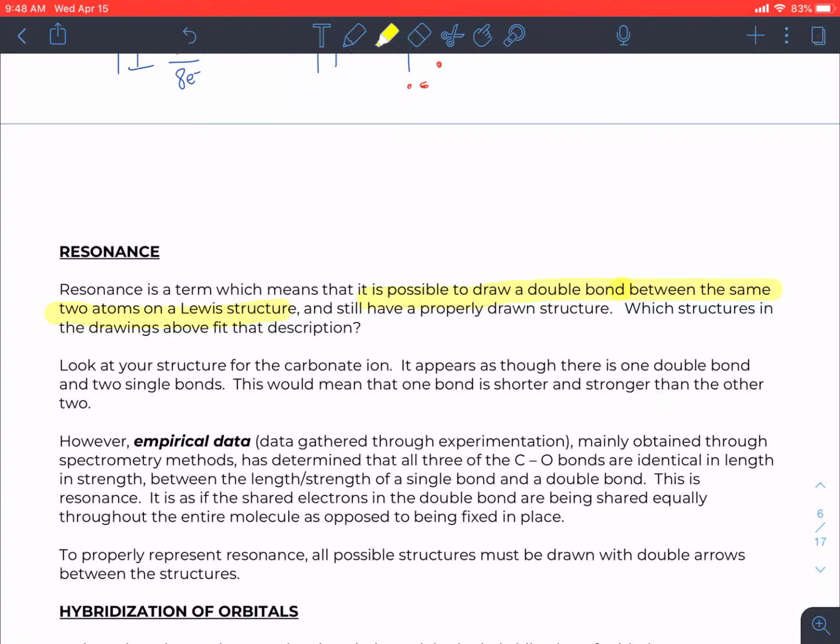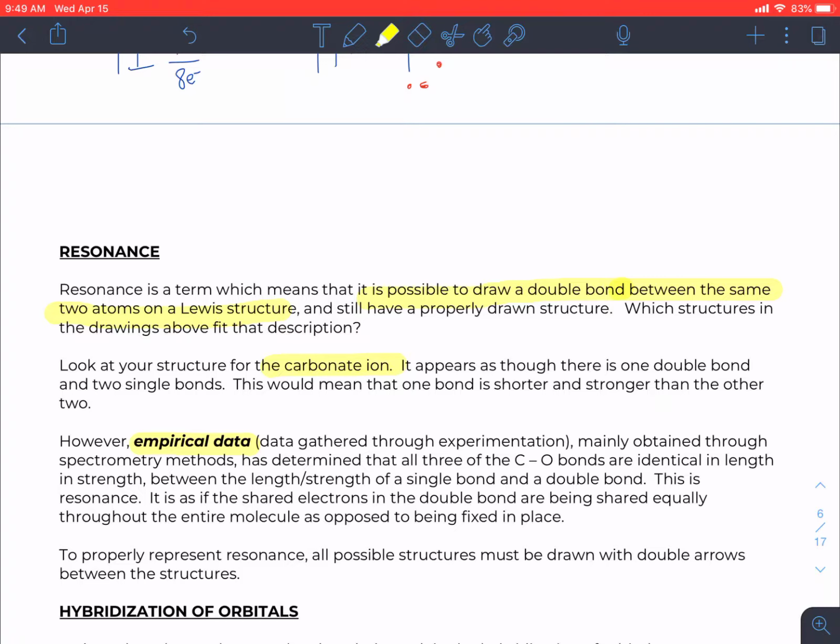Well, you can go back through your notes and write down those. Look at your structure for the carbonate ion. It appears that there is one double bond and two single bonds. This would mean that one bond is shorter and stronger than the others. However, empirical data, which is data gathered through experimentation, mainly obtained through spectrometry methods, we'll do a little bit of those for AP Chem, has determined that all three of the CO bonds are identical in length, between the strength of a single bond and a double bond.